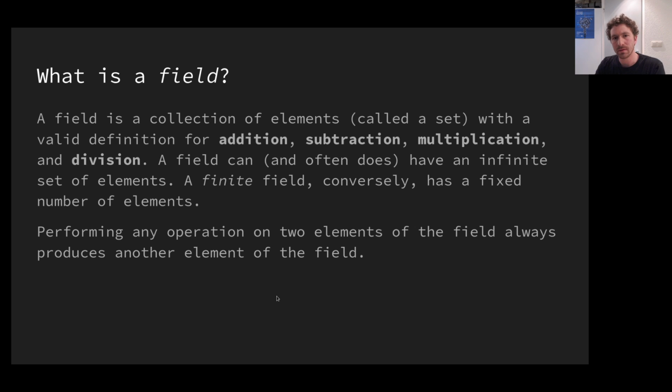Okay, so what is a field? That's kind of the first port of call on this whole thing. A field is a generic description of a kind of mathematical system. A field is a collection of elements, right? A set of elements with a valid definition for some kind of addition operation, subtraction, multiplication, and division. But these operations aren't what you know in everyday numbers. They're some more generic version, right?